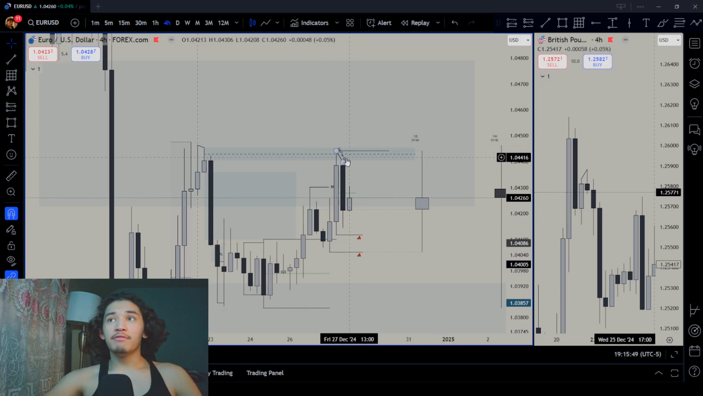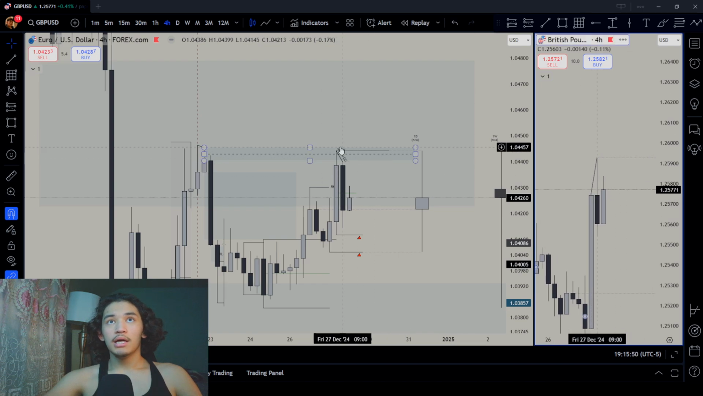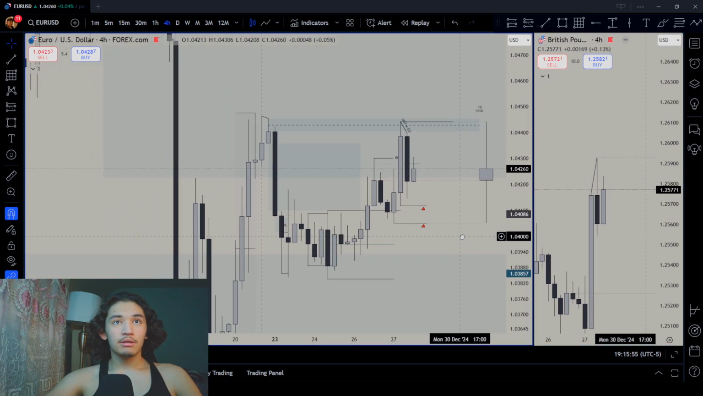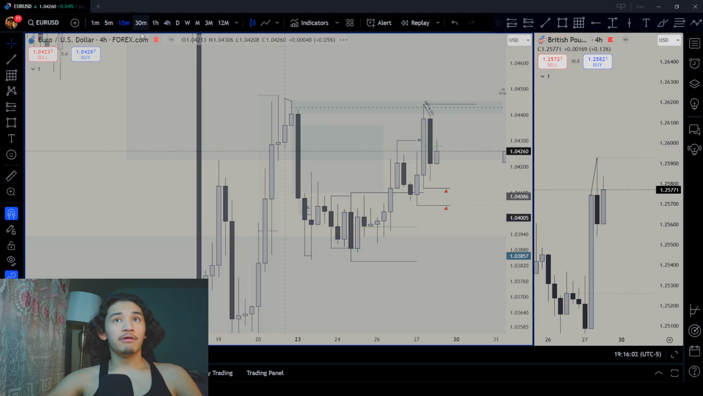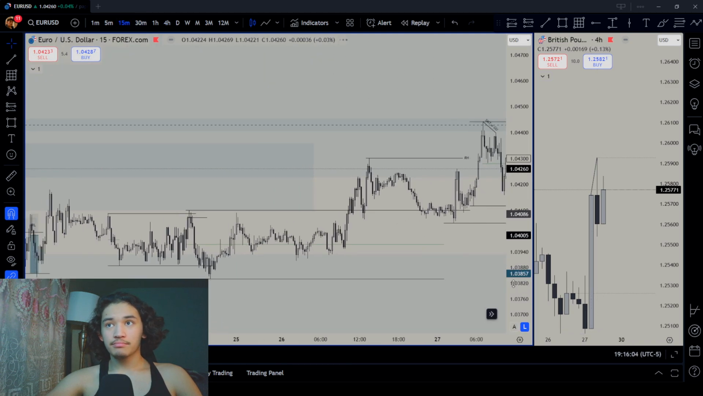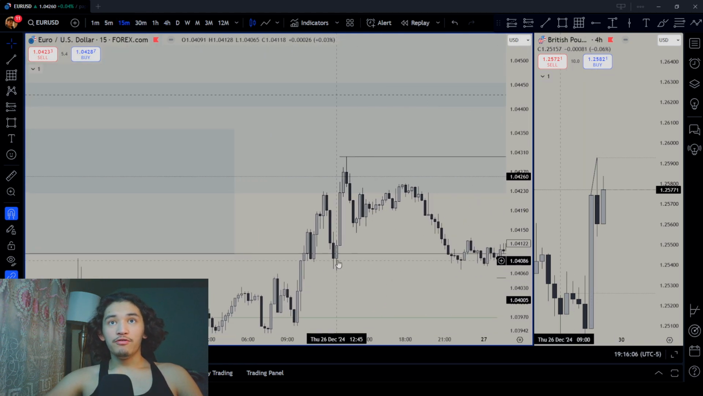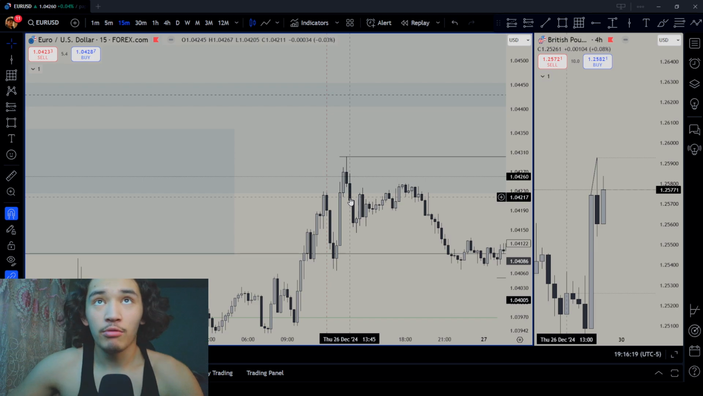SMT right over here, SMT divergence occurred at a specific time, right? The sweep of the high occurred at a specific time, right? Go to the lower time frame, 15 minutes actually is a better time. If you traded past the 12 p.m., right when it hits 12 p.m., you should be out of the market. If you traded past the 12 p.m., which is this right here that's moved, everything after this is not a specific time, right?